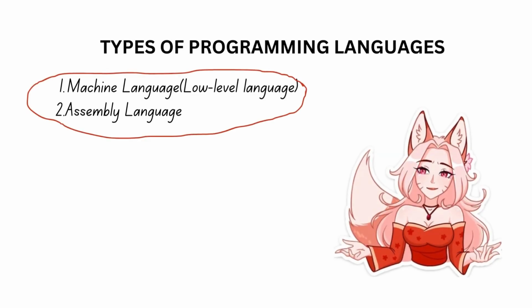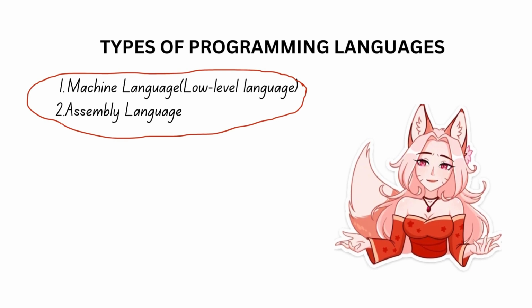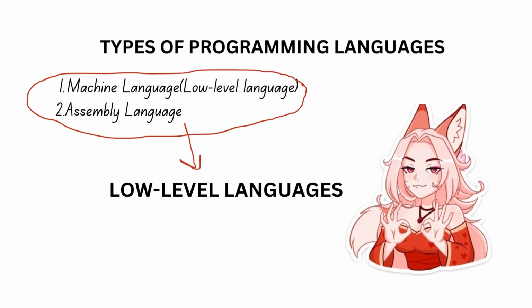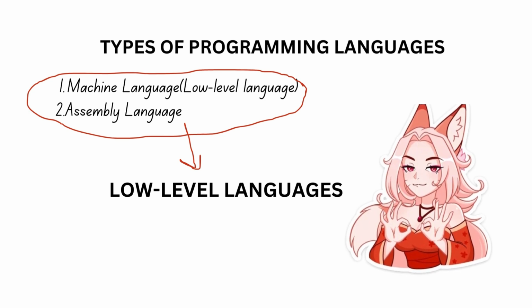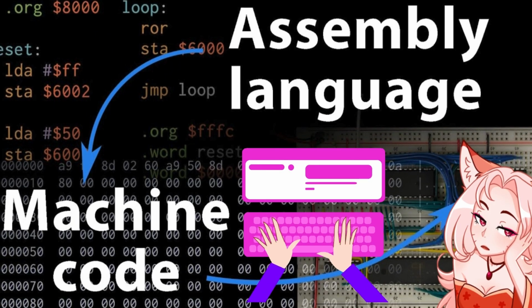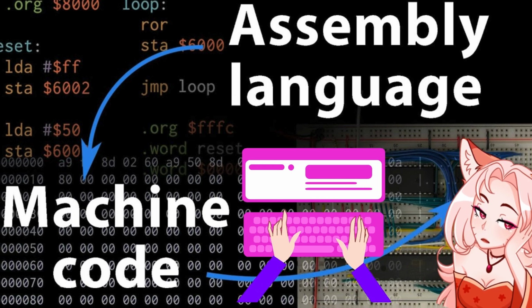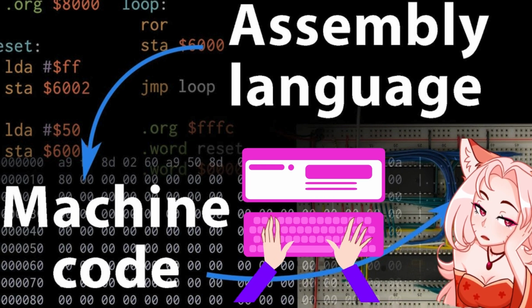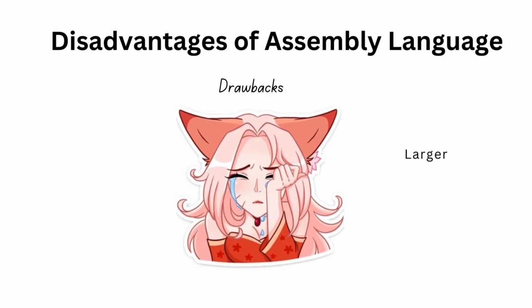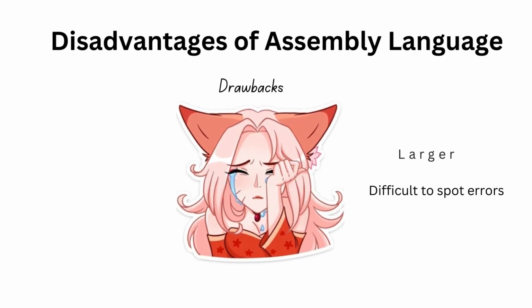So here the machine language and assembly language are known as low-level languages, because when a programmer writes programs using one of the two, the programmer directly interacts with the computer memory and data. Even though writing programs in assembly language seemed easier than writing in machine language, assembly language also has similar drawbacks, especially when the programs become larger and making it difficult to spot errors.